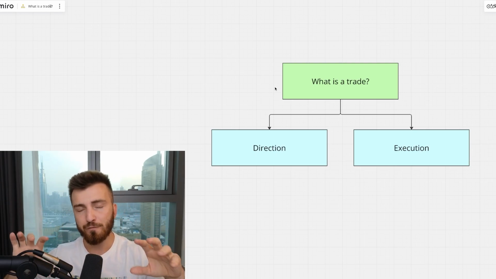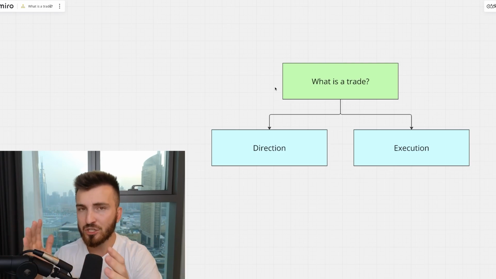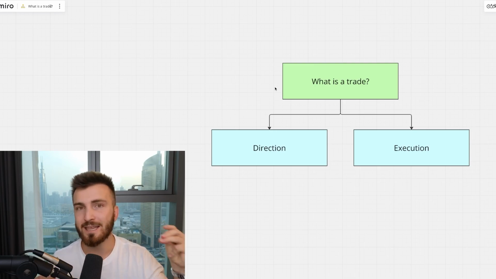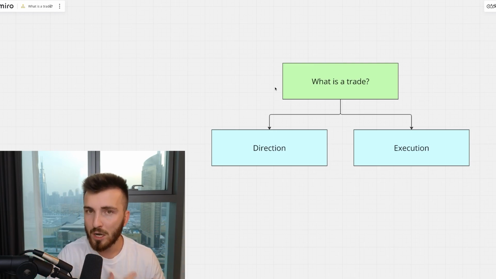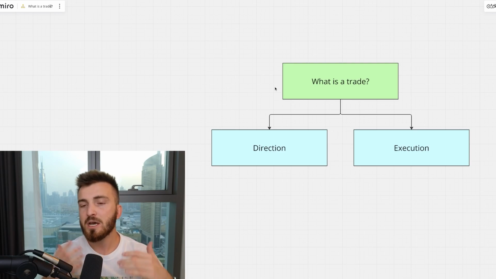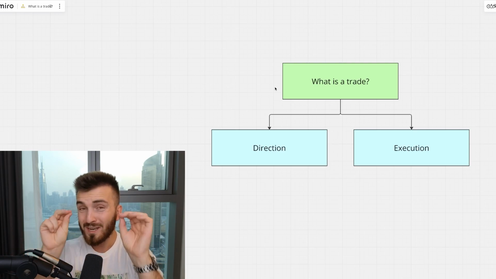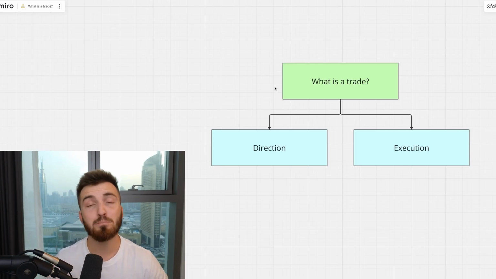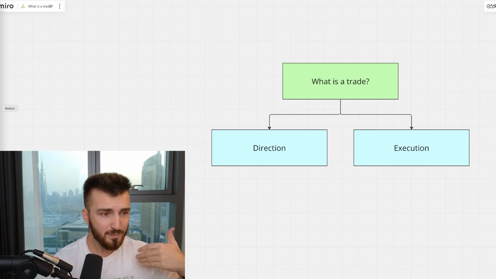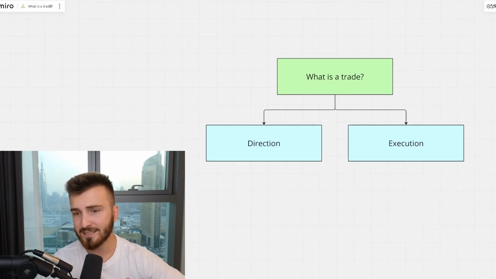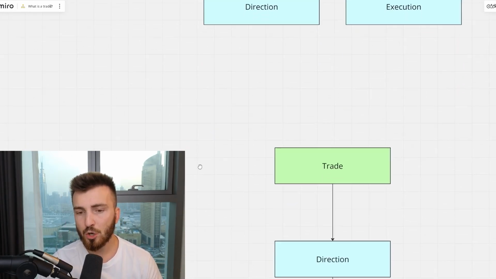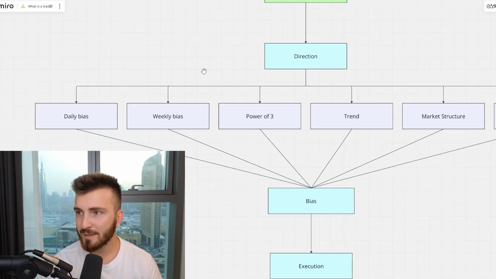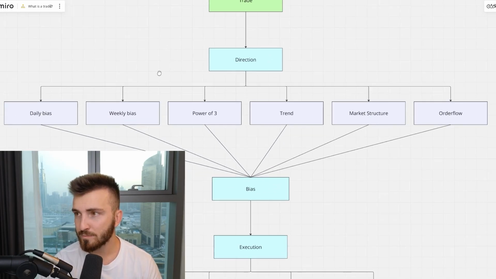But so many people focus so much on the execution, not understanding that first, if they master the direction, execution will just happen like that. It will be so much easier, because if you understand the direction of the market, the execution is just going to be one little button that you will have to click in order to then profit from the market and profit from your direction. So what a trade is, is as simple as direction and execution. So a trade is direction. What is direction? Well, let's zoom out a little bit.